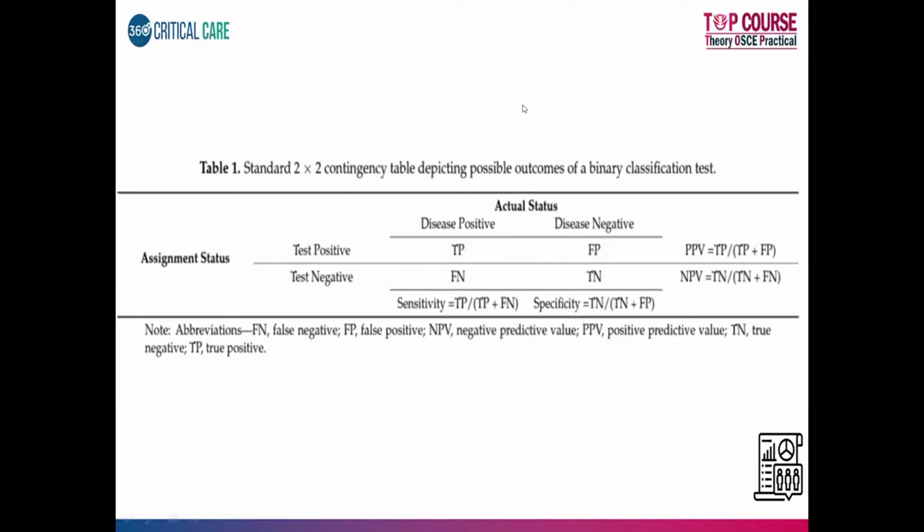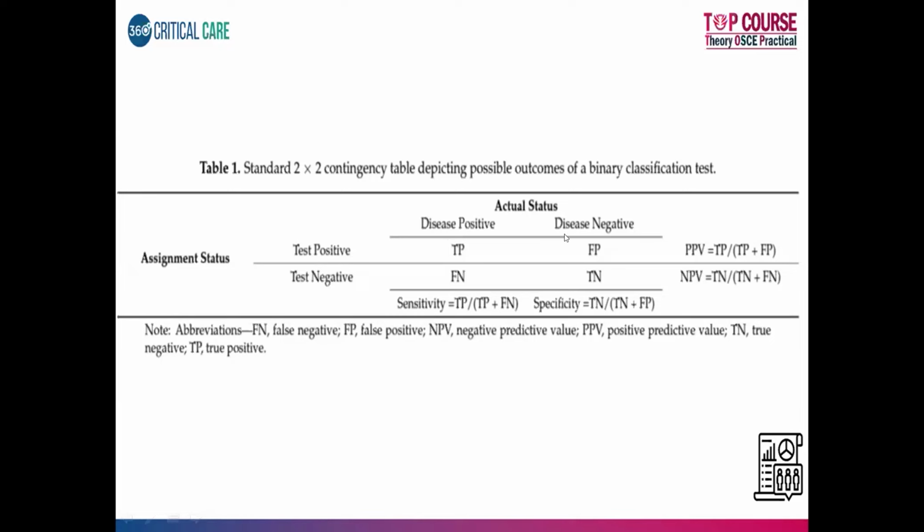Now go through this table. Actual status means whether the patient has a disease or does not have a disease, which is plotted here. And assignment status is nothing but the test, what test you are doing for that patient. For example, you took the COVID test. The test is positive or the test is negative. Those patients who have COVID and also test positive on COVID RT-PCR are known as true positive.